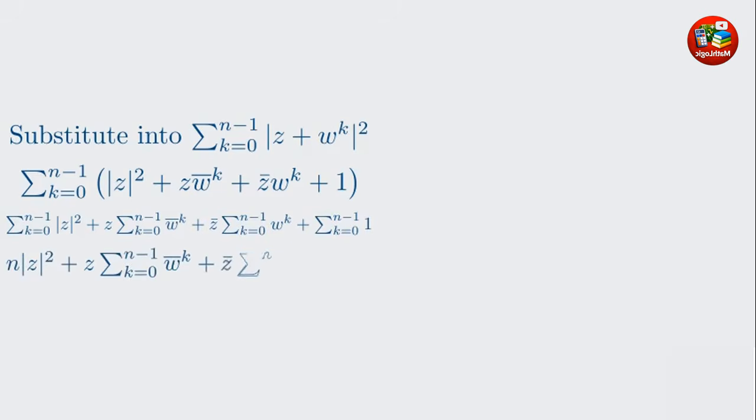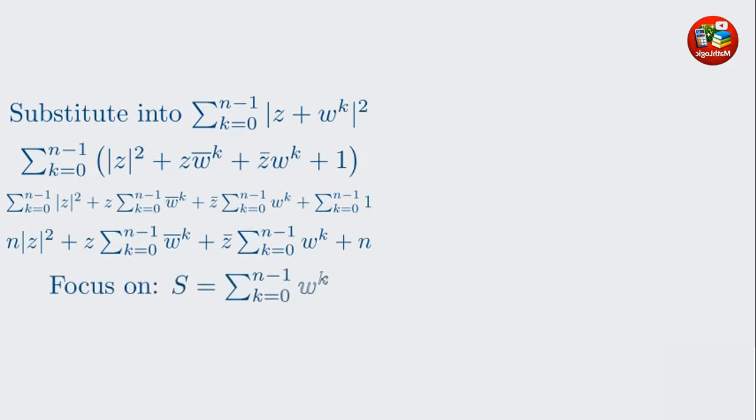Let's look at the first and last terms. We are adding the constant magnitude of z squared exactly n times. So, the first sum is just n times the magnitude of z squared. Similarly, adding the constant 1, n times, gives us n.